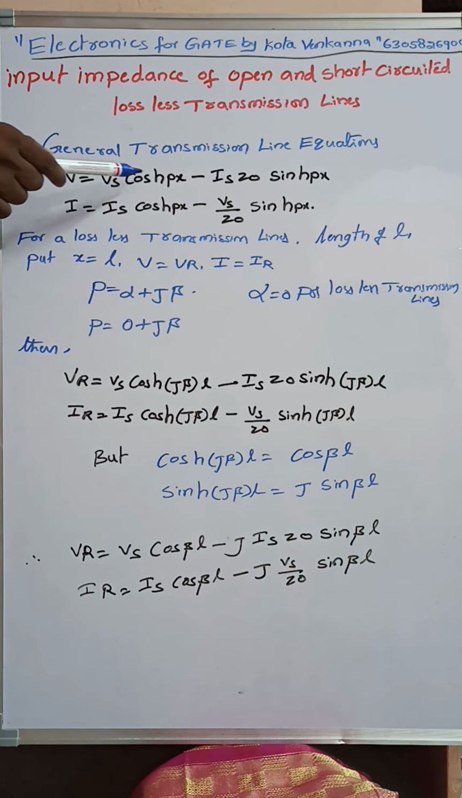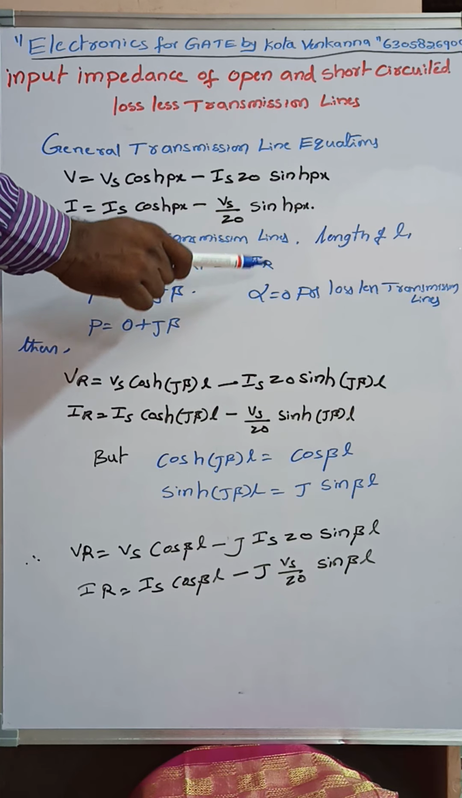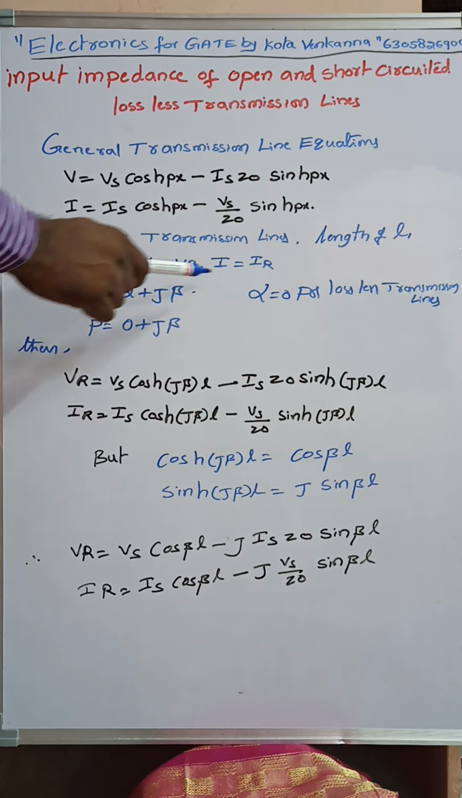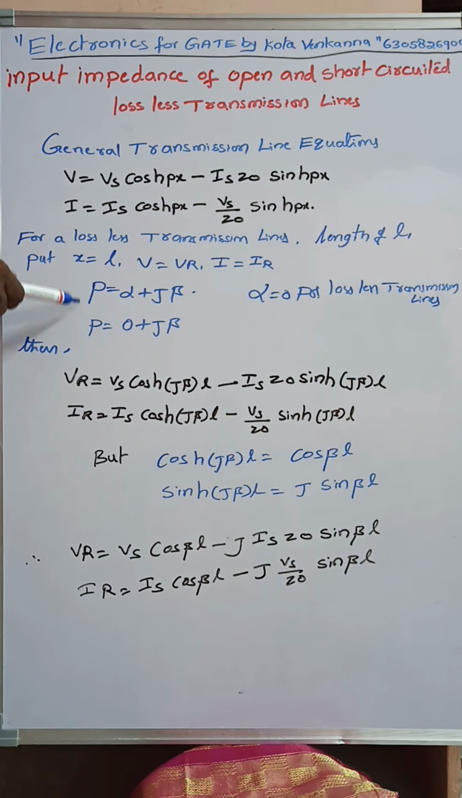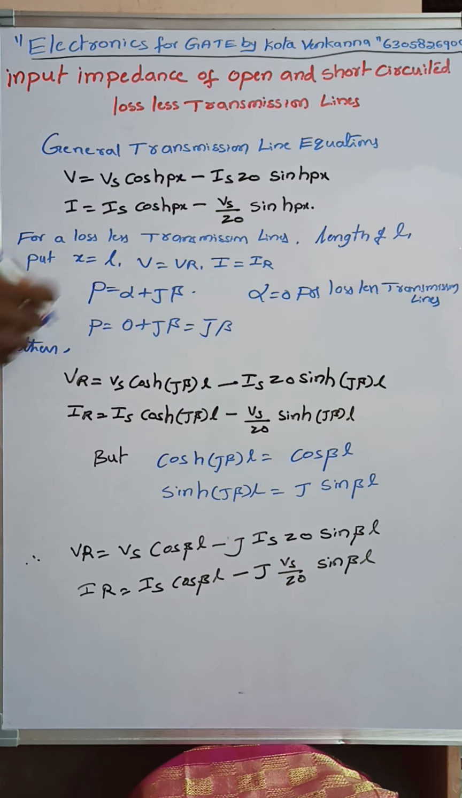Here γ is the propagation constant, represented as alpha plus j beta, where alpha is the attenuation constant and beta is the phase shift. For lossless transmission lines, the attenuation constant alpha is equal to 0. So the propagation constant γ is equal to 0 plus j beta, that is only j beta.